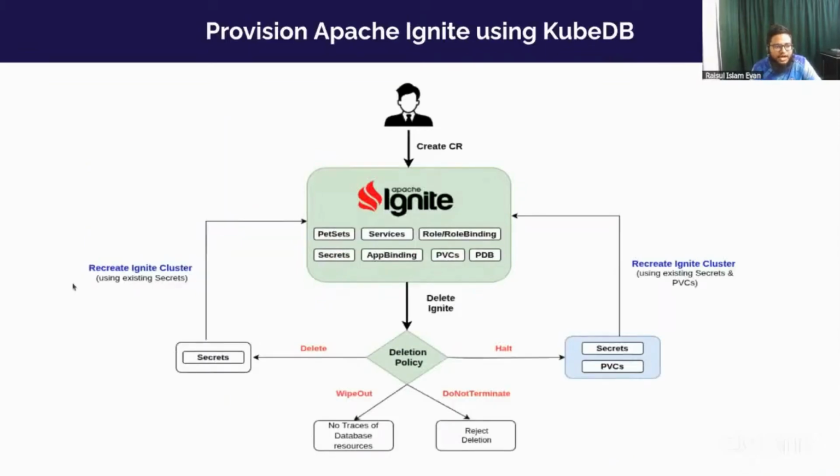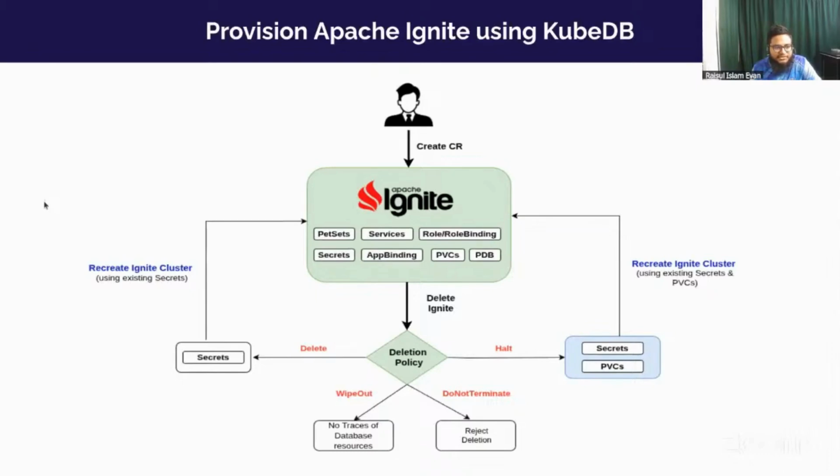Let's have a look at how we provision Ignite using KubeDB. When we install the KubeDB operator, the Ignite CRD is installed along with the operator. The KubeDB operator watches the Ignite CRD. So when a user creates, deletes, or updates an Ignite custom resource, the operator will create, delete, or update the Ignite database. To create and manage an Ignite database, you need a set of Kubernetes components. The KubeDB operator will create each one of them.